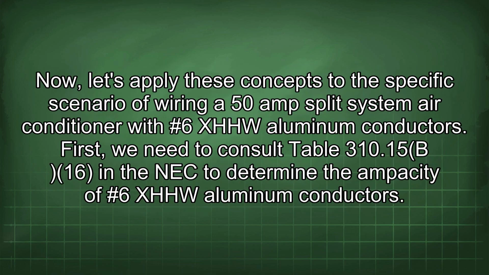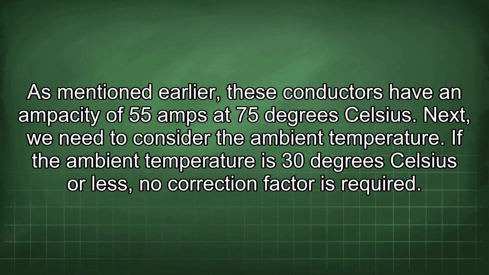Now let's apply these concepts to the specific scenario of wiring a 50 amp split system air conditioner with #6 XHHW aluminum conductors. First, we need to consult Table 310.15(B)(16) in the NEC to determine the ampacity of #6 XHHW aluminum conductors. As mentioned earlier, these conductors have an ampacity of 55 amps at 75 degrees Celsius.